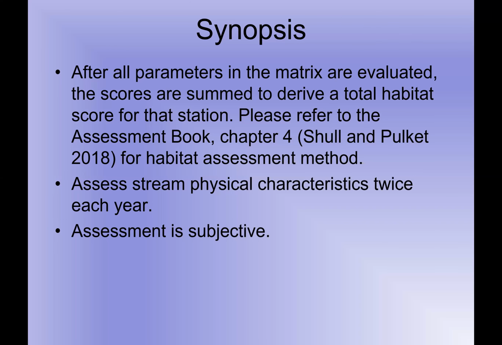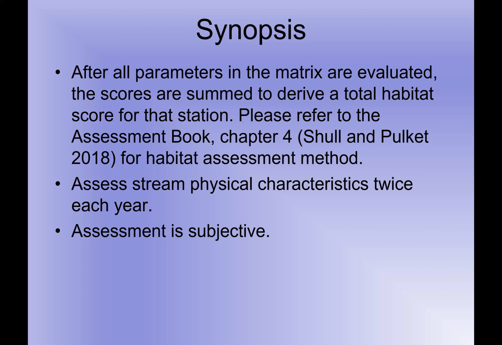So the synopsis of this habitat assessment is all the parameters in the matrix are evaluated, the scores are submitted, and you get a habitat score. There's a chapter in the assessment book that goes into some of this, and you can look that up. But it's really fairly easy to do. Just add those numbers up. And like I said, looking for a number above 140 would really indicate that we're hopefully headed in the right direction, habitat and macro wise. And hopefully then your biological assessment would also back that situation up.